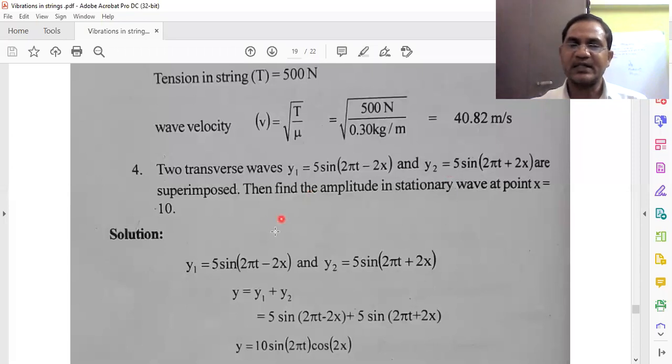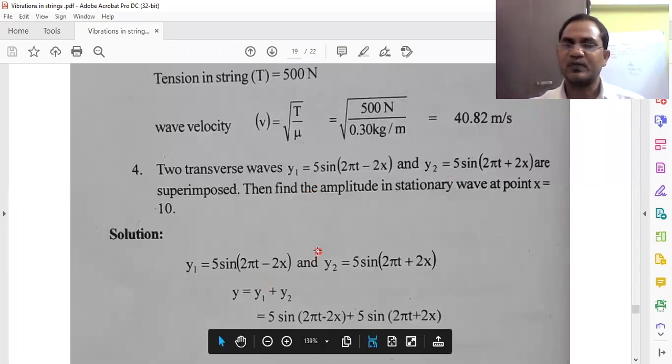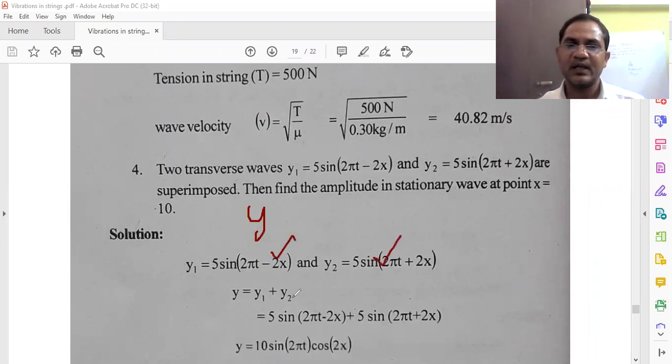So what is the resultant displacement according to the principle of superposition? Y is equal to Y1 plus Y2. That's all. So you write Y1 as this, and this is Y2. Then Y is equal to Y1 plus Y2, which is 5 sine of (2 pi t minus 2x) plus 5 sine of (2 pi t plus 2x).